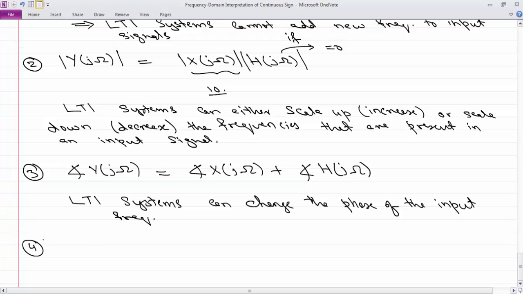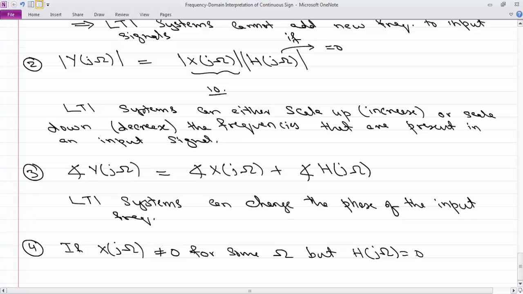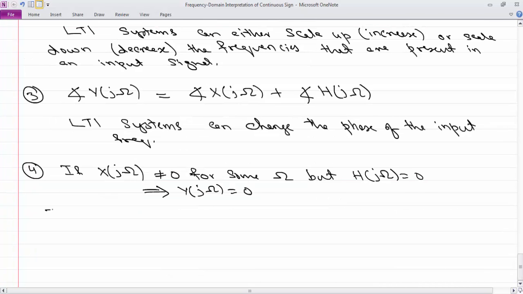The fourth point, which I sort of alluded to in the second point, is that if x of j omega is not equal to 0 for some omega, but h of j omega equals 0, then this will mean that y of j omega equals 0. In other words, LTI systems can kill frequencies.